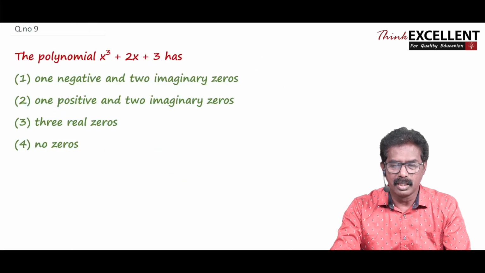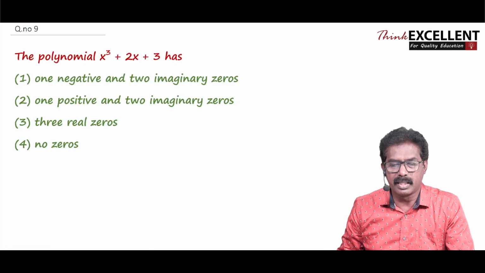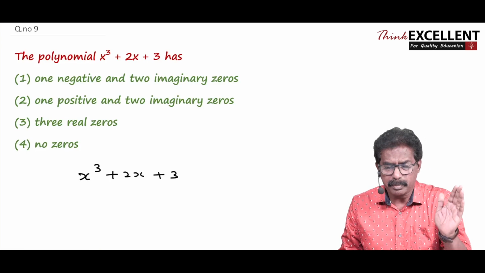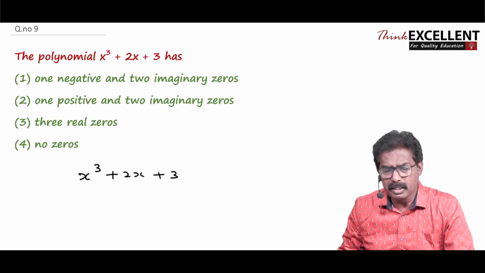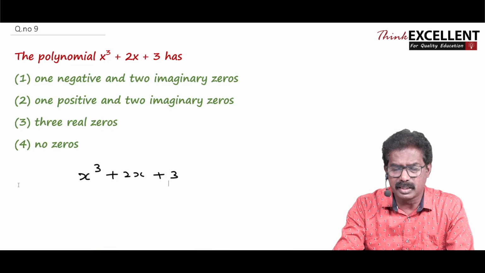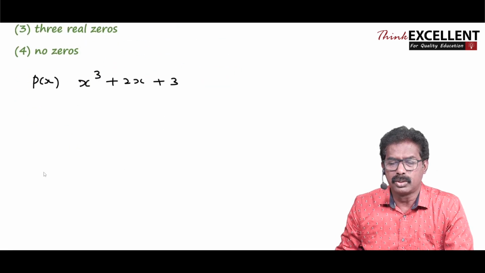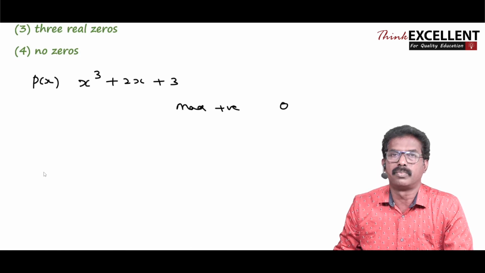See this question. A polynomial has, see what's the polynomial given here? x cube plus 2x plus 3. The x square term is missing, no problem. The available terms should be in the correct order, right? Okay, so everything is positive, so there is no change in sign. P of x has no sign change. So the maximum number of positive real roots is 0.